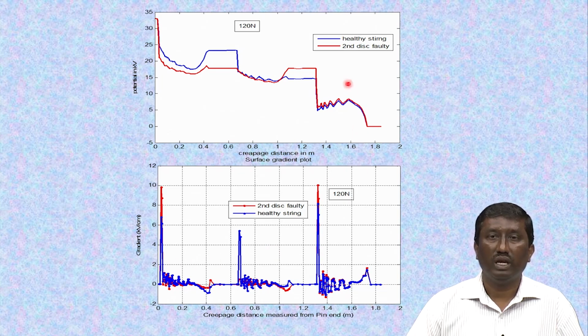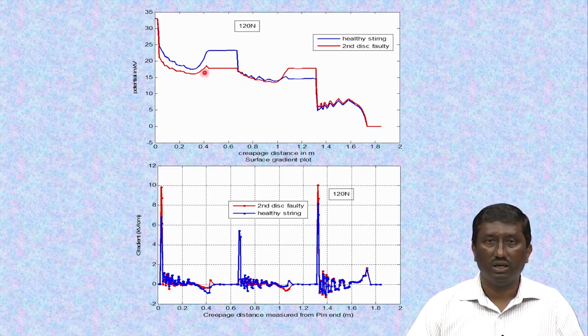So, now in case the second disc is faulty, suddenly the voltage gets modified. You can see the red color line here shows very clearly there is a drastic fall in the voltage here, because this and the third one are at a similar potential.